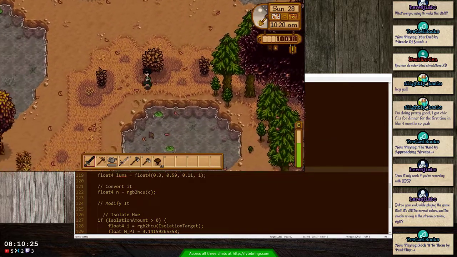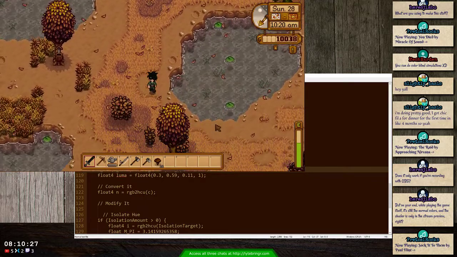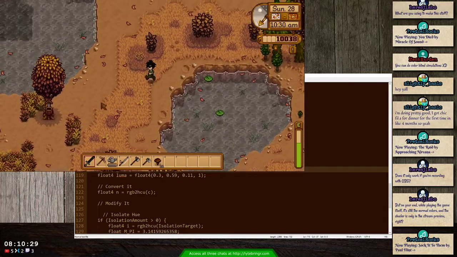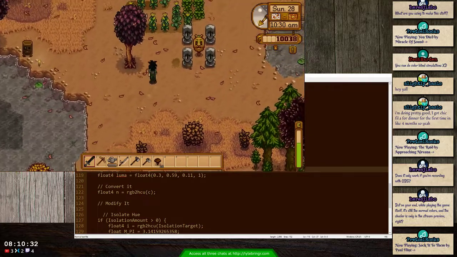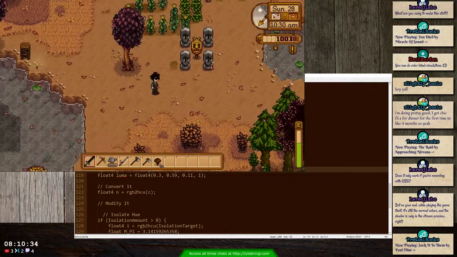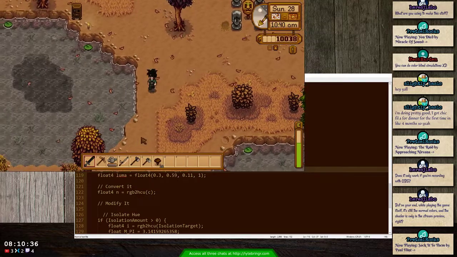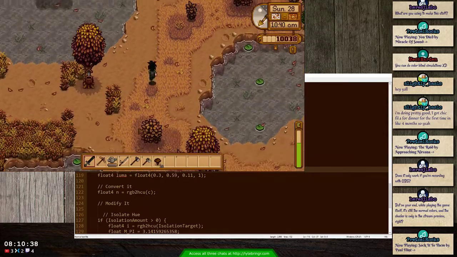And so, yeah, particularly in the fall, color isolation on yellow will lead to duller reds, duller greens, vibrant yellows. This is a very fall filter.